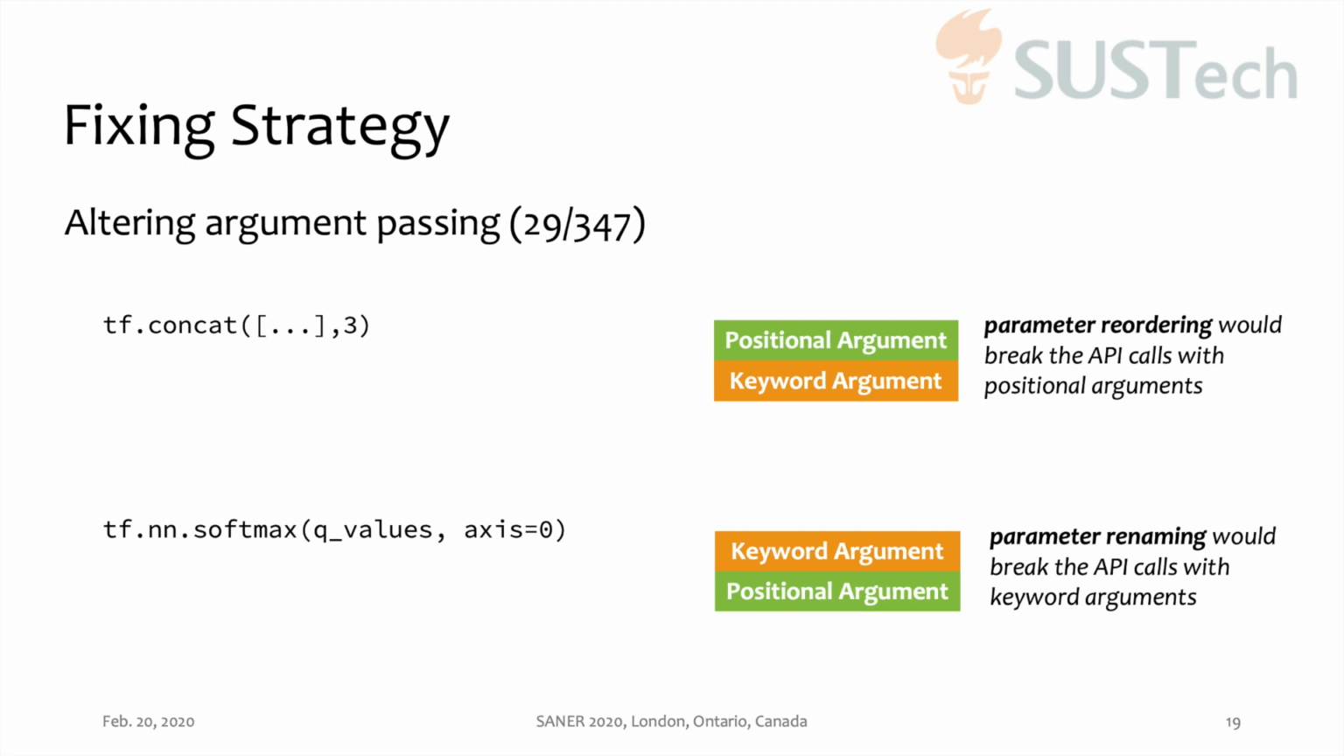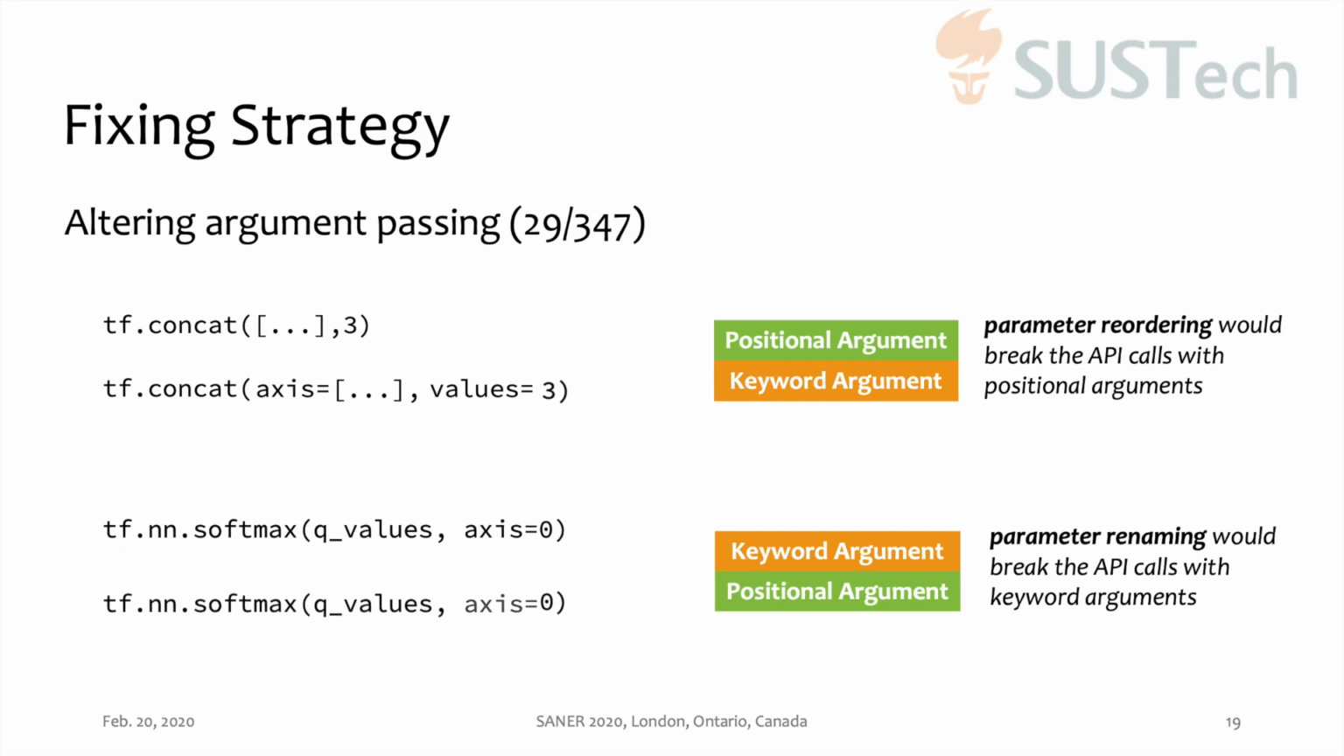To fix the last kind of issue we just mentioned, developers would try to alter the way they pass the argument. For example, they would change to the keyword argument if the parameter is reordered in the new version, because the keyword passing will not be affected by the sequence of the parameters. Otherwise, if the parameter is renamed in the new version, they would try to use the positional argument, as in this way, it won't be affected by the parameter name.